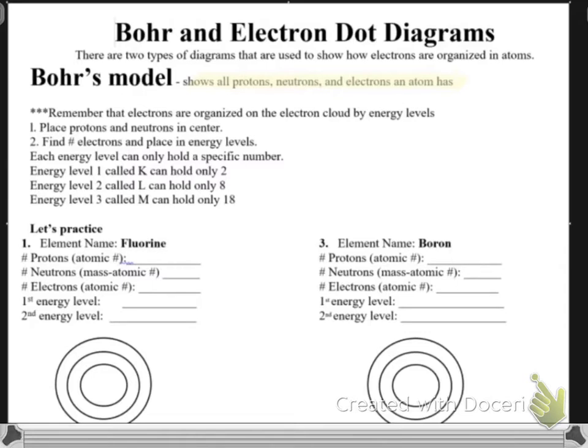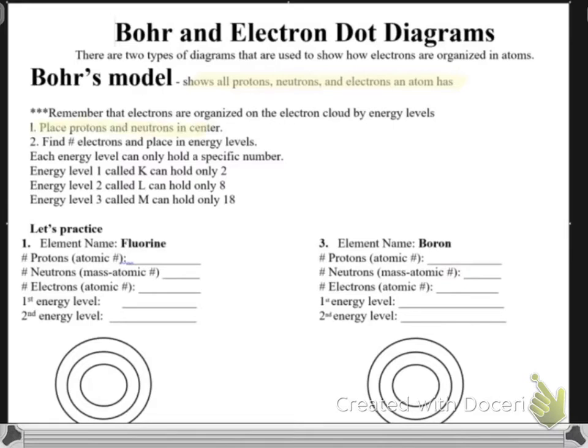Okay, so underline that or write it if you're writing on paper. Bohr's model shows all of the stuff inside that atom. It shows us the protons, it shows us the neutrons, and it shows us the electrons. It shows us everything. So that's what you're going to do.